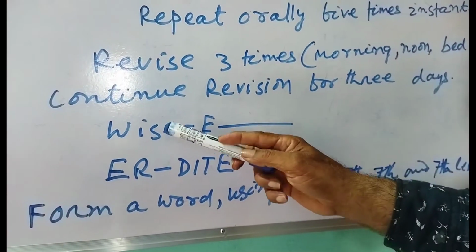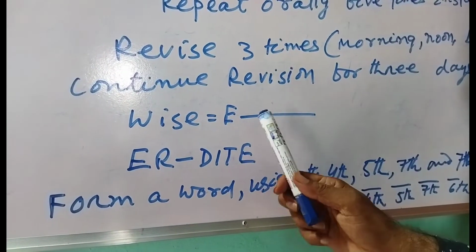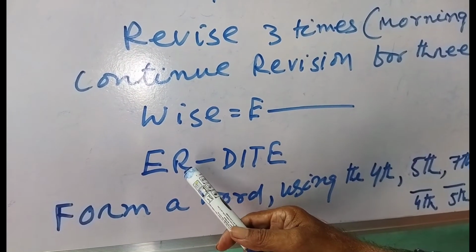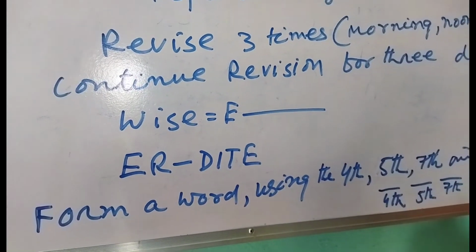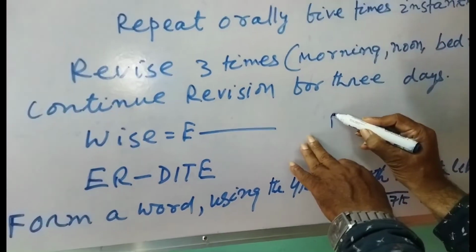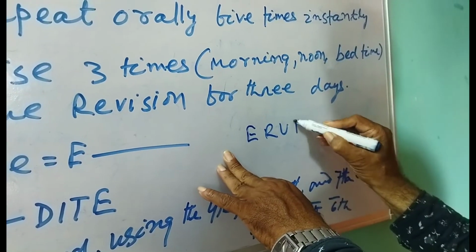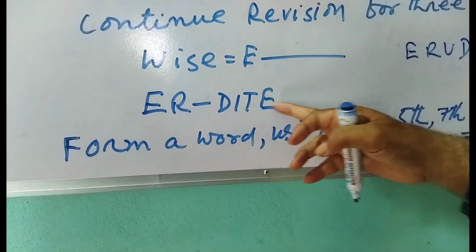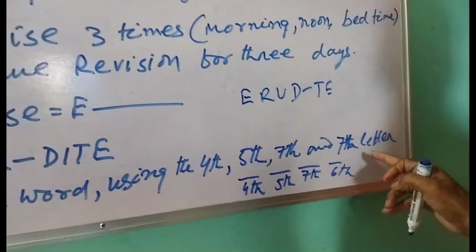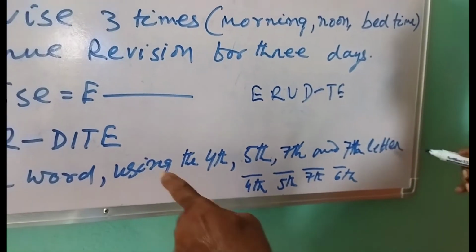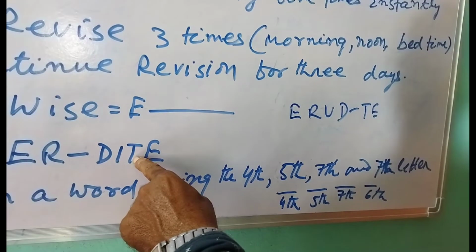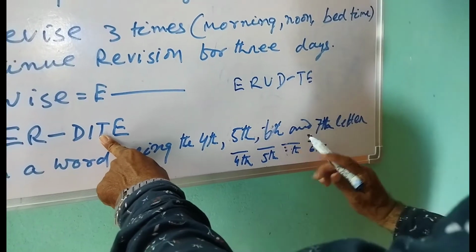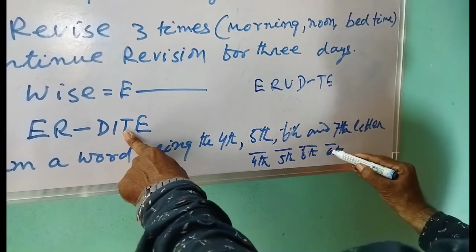So now come to this gap filling exercise. Wise begins with E. That means erudite. Then do this practice. ER-U. Then you can write also. Now this type of thing, ERUD-TE. After this, form a word using the 4th, 5th, 7th letters. 1, 2, 3, 4, 5, 6. That is your 6th letter. That is your 7th letter.